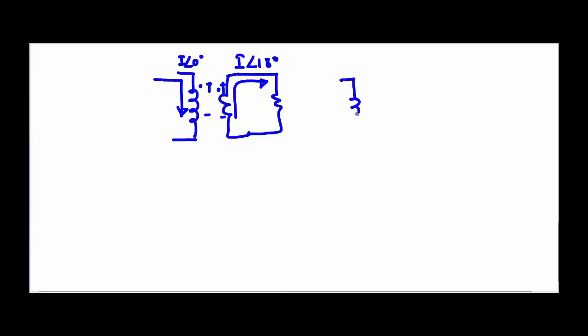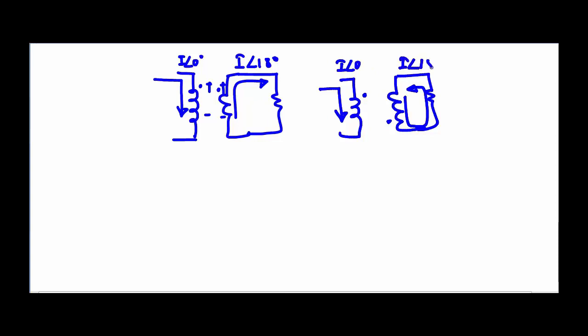For the reverse case, it will be something like this: if we have a dot at this point and a dot at this point, and it is connected to a load, if it is drawing current in this way, then this is going to supply current in this way. So if we are measuring current at this point and it is I at an angle of 0 degrees, here it will be equal to I at an angle of 180 degrees.